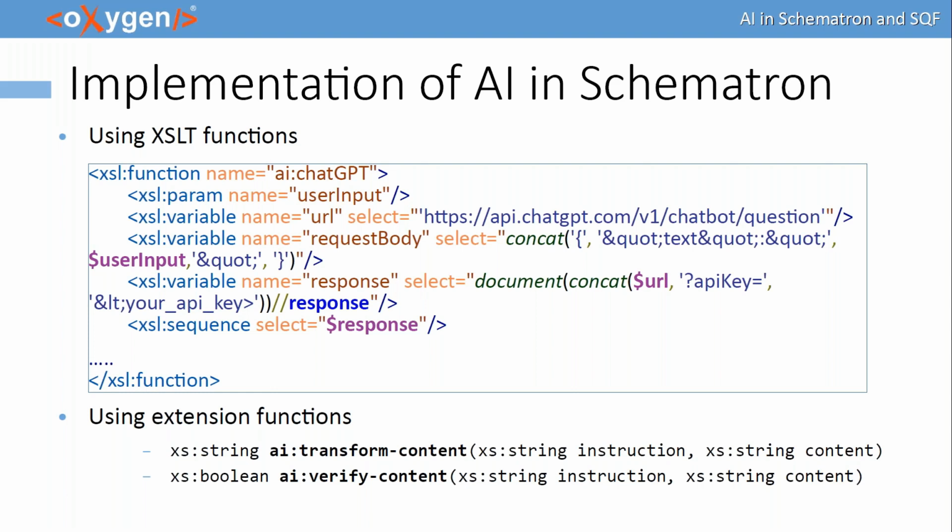Another idea is to use an extension function that can be implemented, for example, in Java. An extension function that, for example, will transform the content. You can say that you want to transform the content, send the instruction or the prompt for how you want to transform the content, and the content to be transformed, and then get the result back as a string. Another function can be to verify the content, where you also pass an instruction and then the content that needs to be verified, and get a Boolean value.